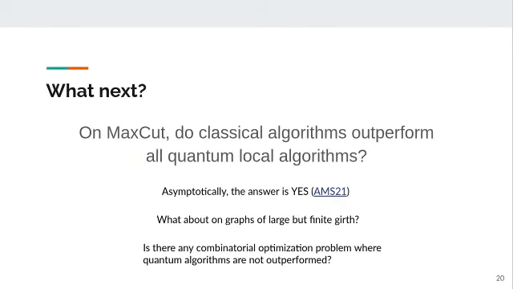Okay, so what's next? On max cut, the overarching question that at least I've been after is, do classical algorithms outperform all quantum local algorithms? For max cut on random graphs, asymptotically, the answer is yes by the Montanari paper. But we don't know, let's say, on graphs of large but finite girth, or for a constant depth classical local algorithm versus a constant depth quantum algorithm that's local also.